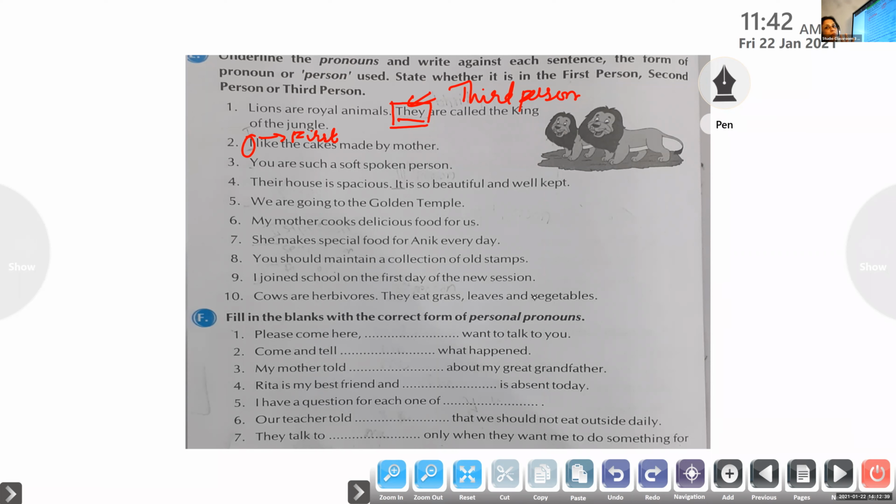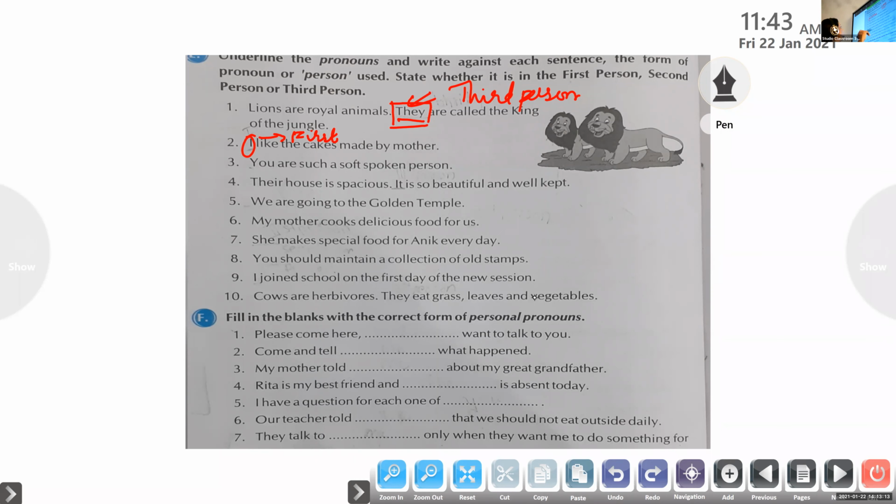Children, there are only 3 persons: first person, second person, third person. First person is the speaker. Second person is whom we are speaking to. And the third person, about whom are we speaking? I is the first person, you is the second person, and all the rest: he, him, his, she, her, hers, they, them, theirs, and it and its are the third person.